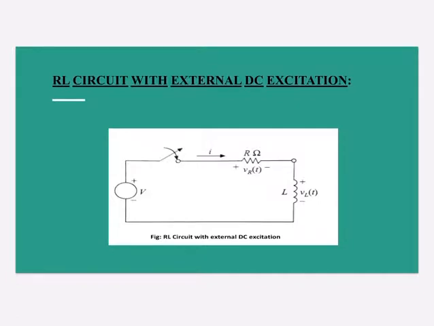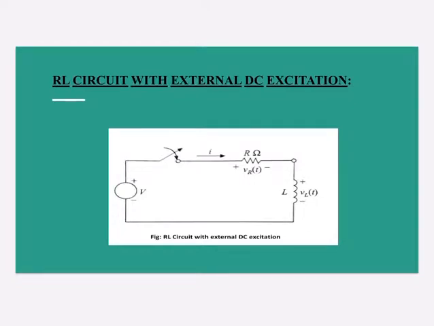So when the switch is closed, current tries to change in the inductor, and hence the voltage VL of t is induced across the terminals of the inductor in opposition to the applied voltage. So the rate of change of current decreases with time, which allows current to build up to its maximum value.